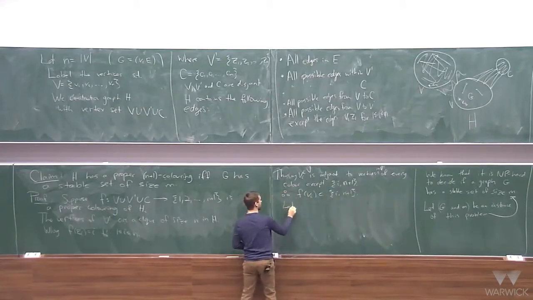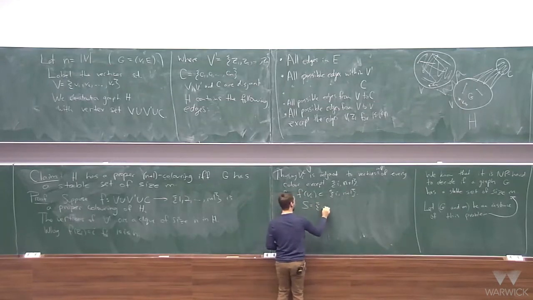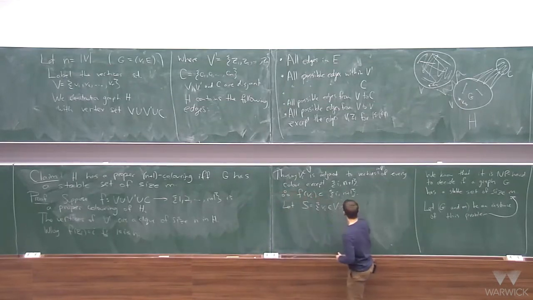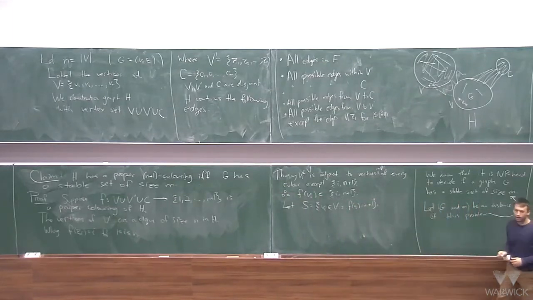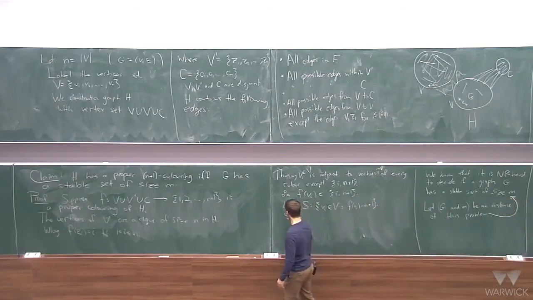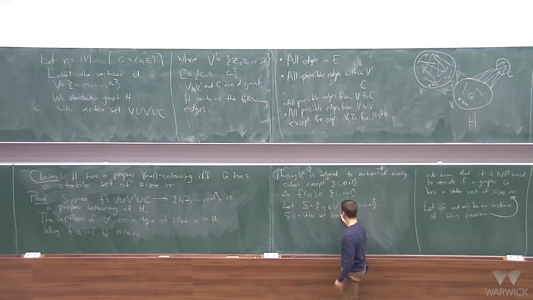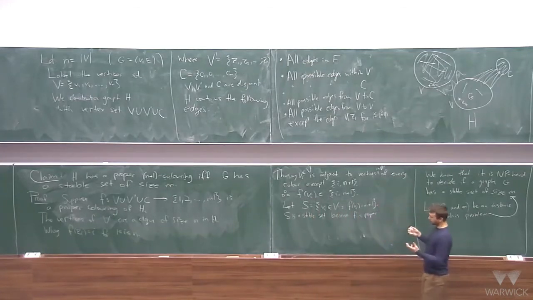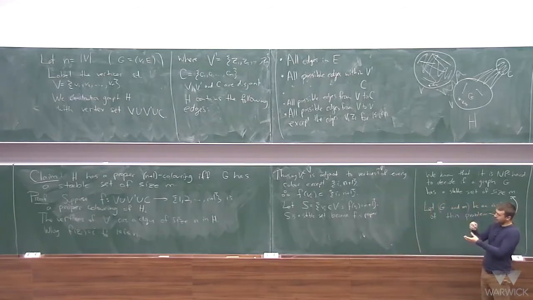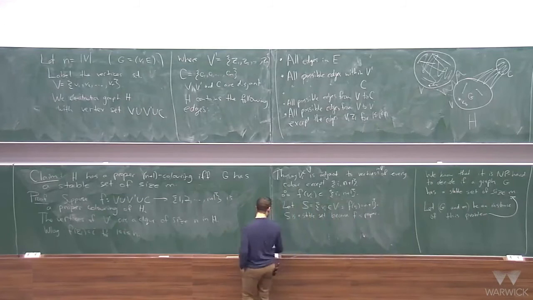Right, so now we let S be the set of all V_i in V such that f of V_i equals n+1. And I claim this is going to be a stable set of size M. So S is a stable set because f is proper. Proper coloring always gives these guys all the same color. They all get color n+1, so there's no way that two of them could have an edge between them. And why does it have size M?